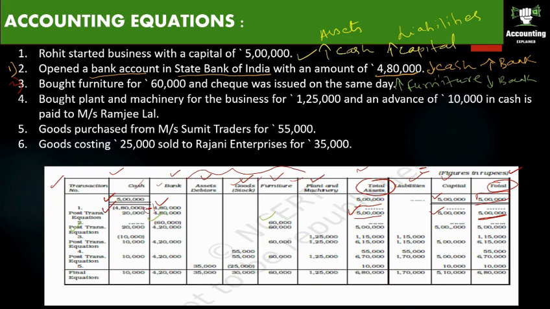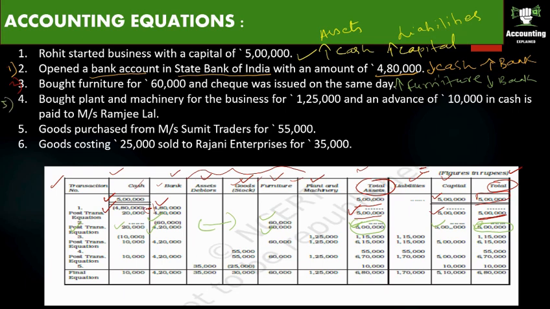Again, the effect is nil. 60,000 minus 60,000 is 0. So the total remains the same. See, cash has now become 20,000. Bank has now become 4,80,000 minus 60,000, which is 4,20,000, and furniture is 60,000. When you total all these things together, you get rupees 5 lakhs and your capital is 5 lakhs. Total liabilities is 5 lakhs. So total liabilities is equal to the total assets. Okay. So the third transaction, let us go to the third transaction.